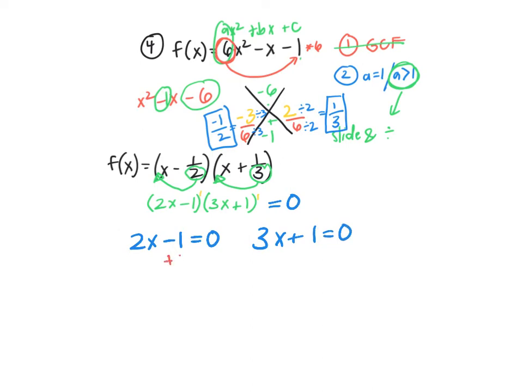For my first one, we're going to add 1 to both sides, and we get 2x equals 1. We're going to divide both sides by 2, and we get x equals 1/2. And remember, we already talked about it having a multiplicity of 1.